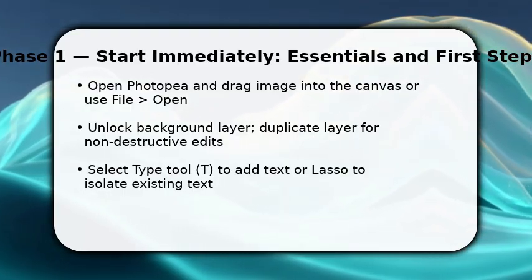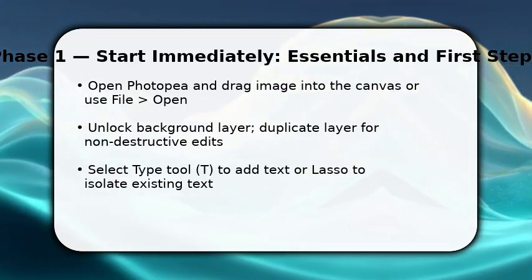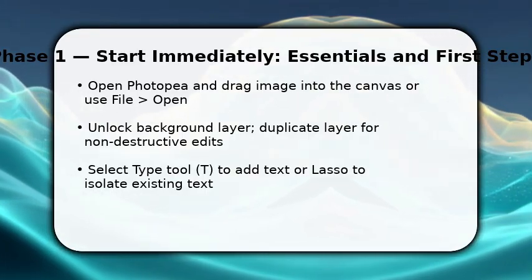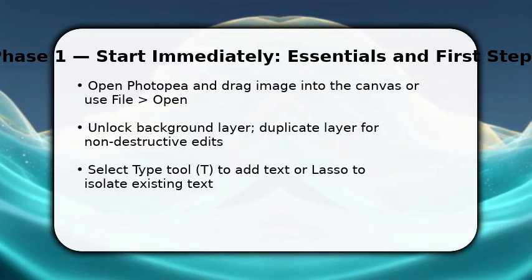Next, choose the type tool for adding new words, or use the lasso or magic wand to isolate existing text for replacement. You should also set resolution and zoom so pixels are visible. This helps you match size and spacing accurately before moving to edit.